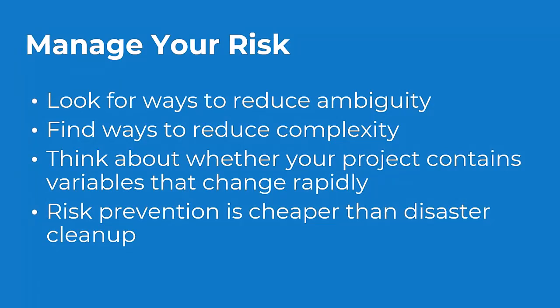Here are some recommendations on how to manage these risks. Look for ways to reduce ambiguity. Your project may be interpreted in various ways. Interview your key stakeholders to uncover the different perspectives of the project. Find ways to reduce complexity. What are the non-value added steps that may be eliminated? Remember value stream mapping from earlier on, right? What are the non-value added steps that you can eliminate? Maybe those bear risk and you want to get rid of them. How can you simplify the process?